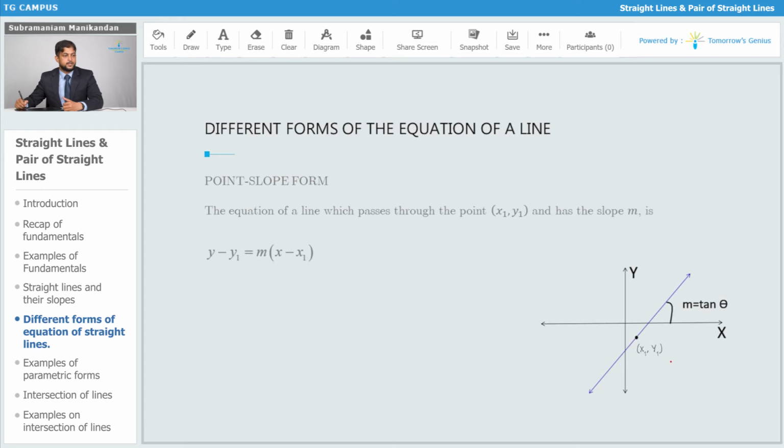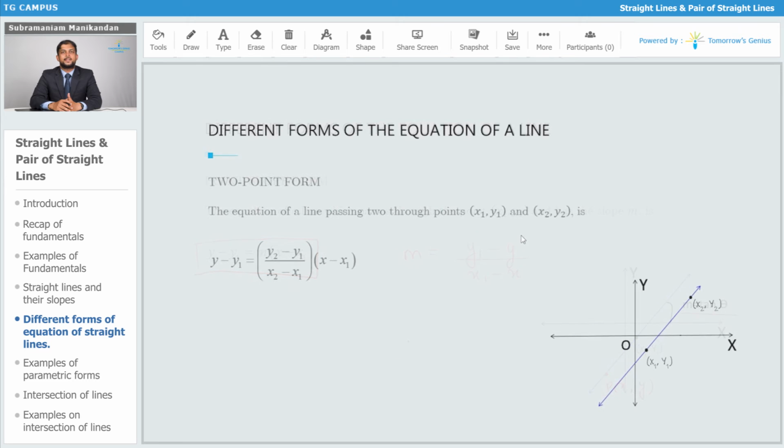So if we have one point through which the line passes, then we can assume some other point, for example x comma y. Since the slope of the line is already known to us, we can write m is equal to y1 minus y divided by x1 minus x, or m is equal to y minus y1 upon x minus x1. So that gives us y minus y1 is equal to m into x minus x1. And thus, knowing the coordinates of one point through which a line passes and knowing its slope, we can write down the equation of the straight line in the point slope or the slope point form.